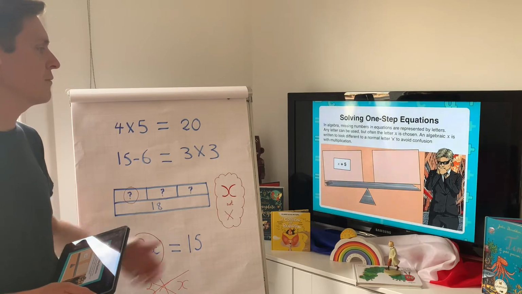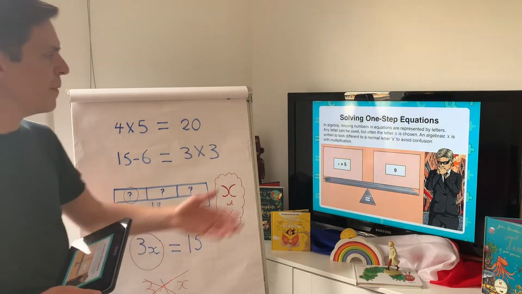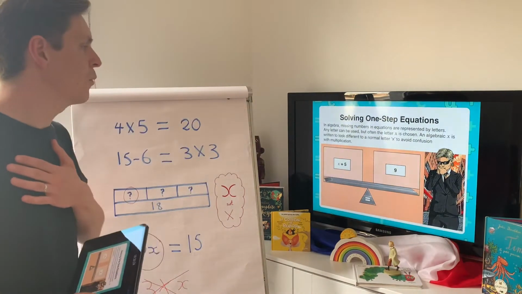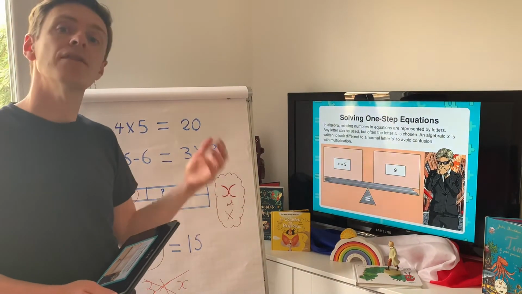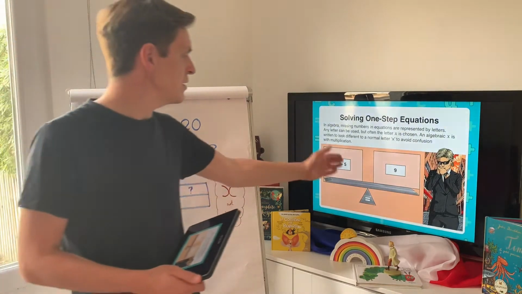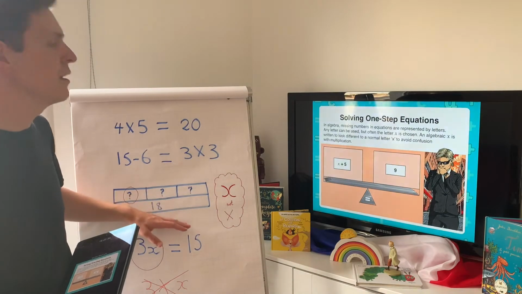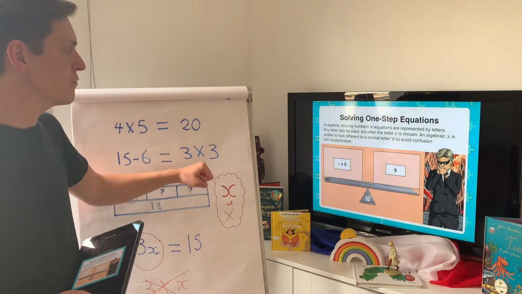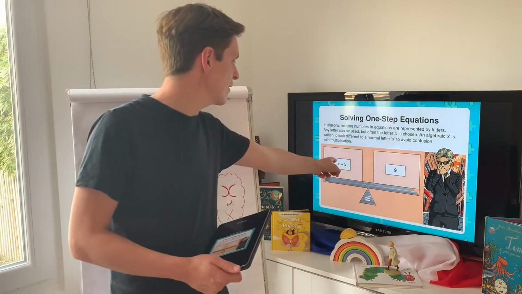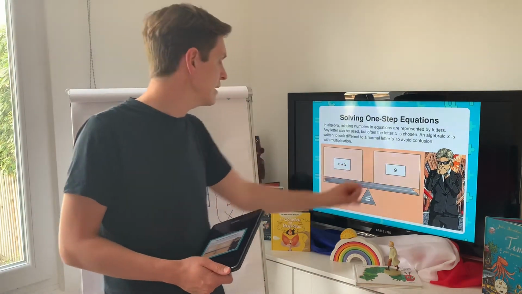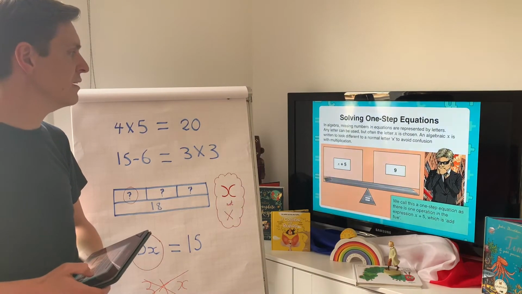x plus 5, again we've got that imbalance there, and 9. Okay, we're balanced now, but I don't know what that x is. So I'm going to need to do the inverse. I know that 5 plus something equals 9, as with our bar model, I've got 9 and x plus 5. If I take away 5 from 9, that leaves me with 4. Nice and easy.